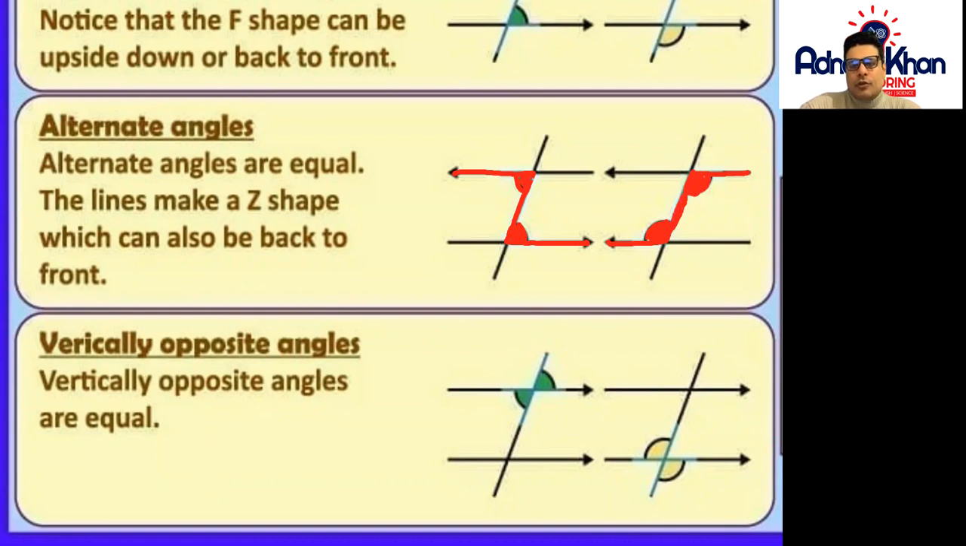Let's move on to vertically opposite angles. Vertically opposite angles are equal. And there we go, they're exactly opposite each other, and that means they're exactly the same as well.